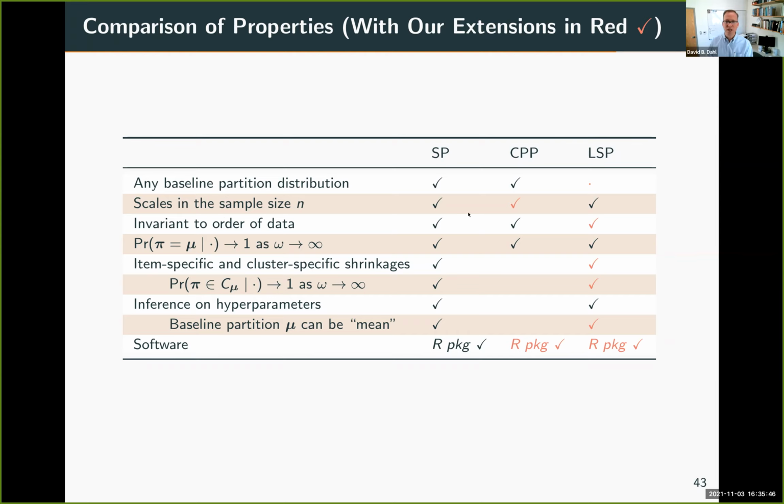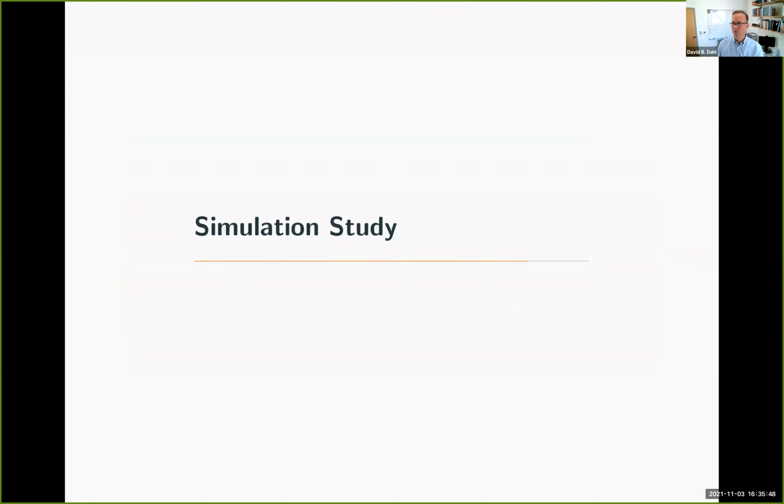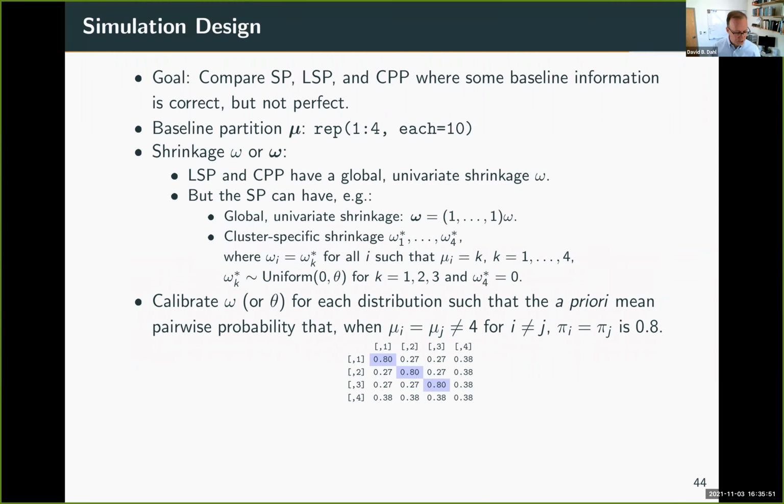Okay, let's look at a simulation study to see how well these methods actually work. So what's the simulation design? We want to compare the shrinkage partition distribution, the LSP, and the CPP, where some baseline information is correct, but not perfect and maybe mistaken in some places. Our baseline partition is going to be 4 clusters of 10 items each. And the LSP and the CPP have a global univariate shrinkage, omega.